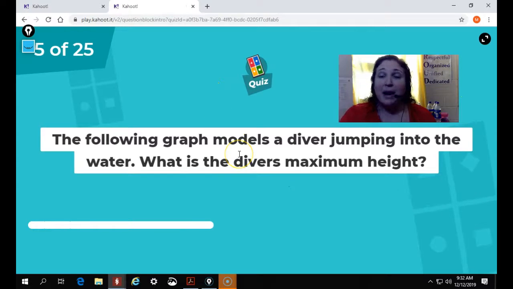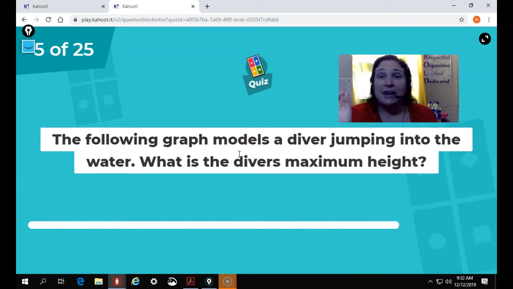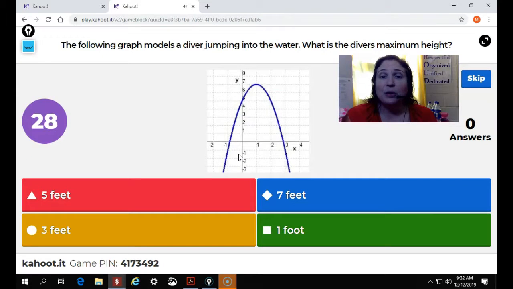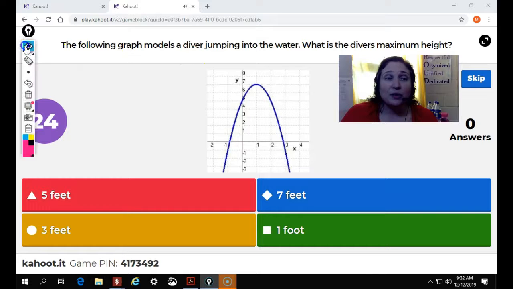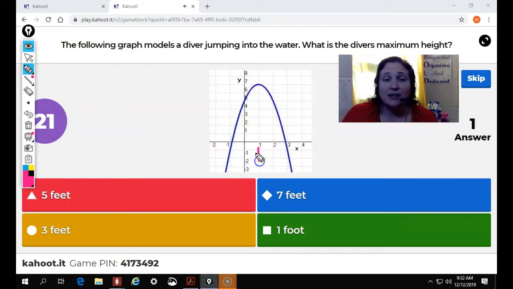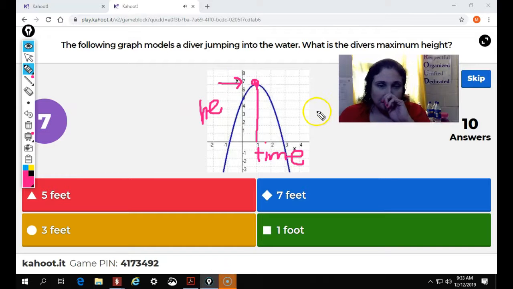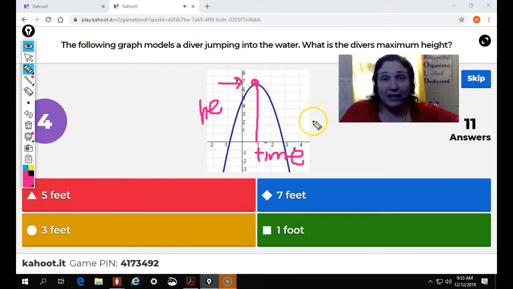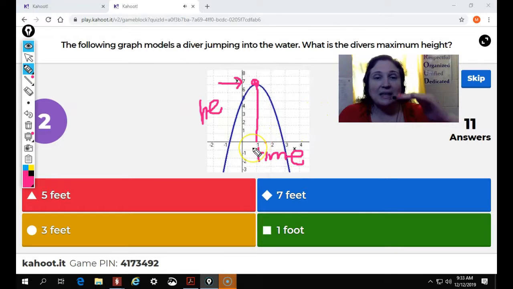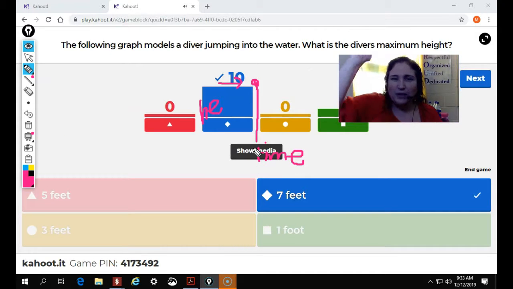The following graph models the diver jumping. What's the diver's maximum height? So think of the roller coaster. How high did it go? When we look at graphs, anytime we have situations like this, the time is what's going to go across. The height is going to be up and down. So we want to know what's the top height, what's the highest height. This is where the highest height was. We know he reached the highest height after 1 second, but the highest height is, where does it go at the top? What's that map?